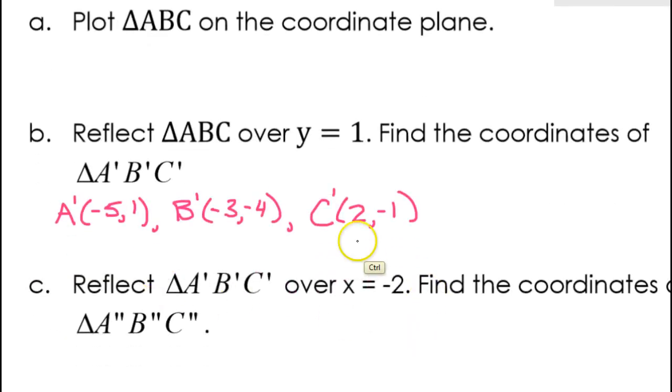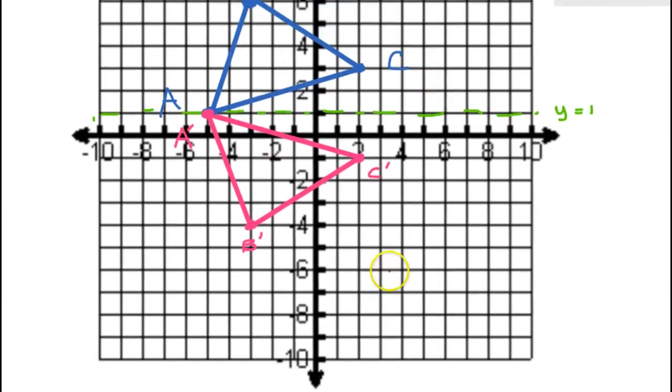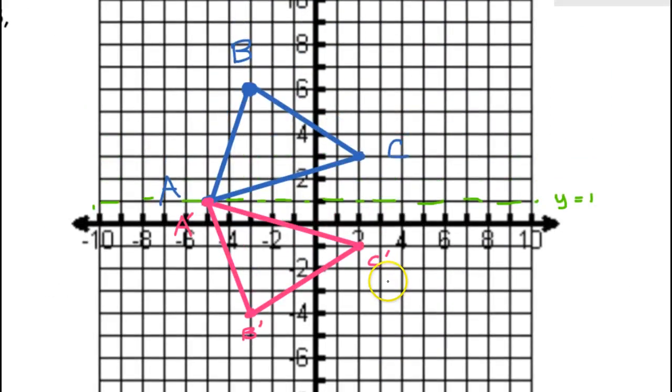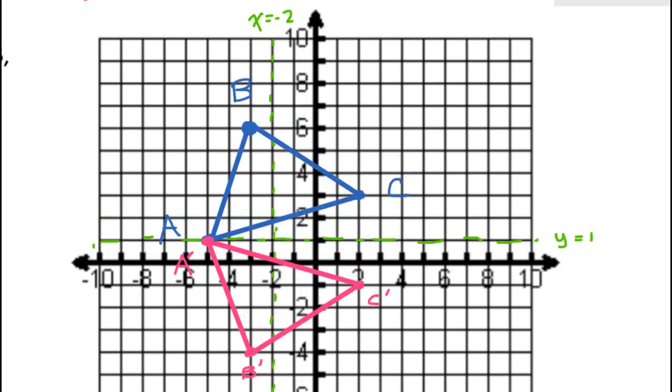Next, we need to reflect these points over the line x equals negative 2. X equals a number is a vertical line, so let's draw a vertical line at negative 2. And again, you should draw this as a dotted line like this. So here is the line x equals negative 2, a vertical line at negative 2. So now I need to reflect each of these points, A prime, B prime, and C prime, over this vertical line. Let's start with the point A prime.